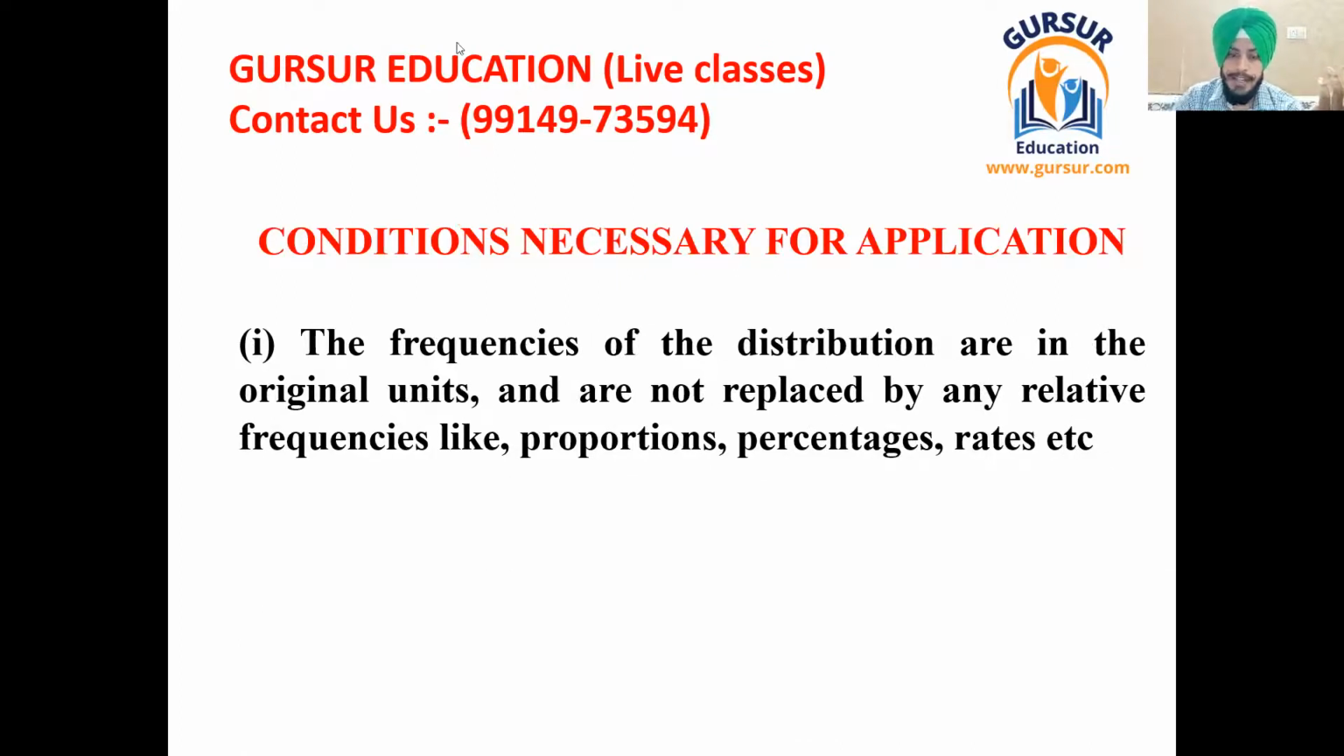So it uses one more concept as well. The frequencies of the distribution are in original units. They are not replaced by any relative frequencies or proportional percentage. It simply means the frequencies have to be written like 5, 10, 15, 25 in original units. Okay, you cannot say 5%, 10% or anything, or a proportion like 0.05 or anything else. You have to write the frequencies in original units. So this is a condition for applying the chi-square test.